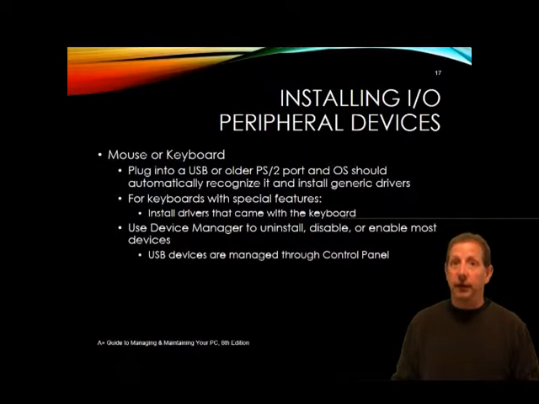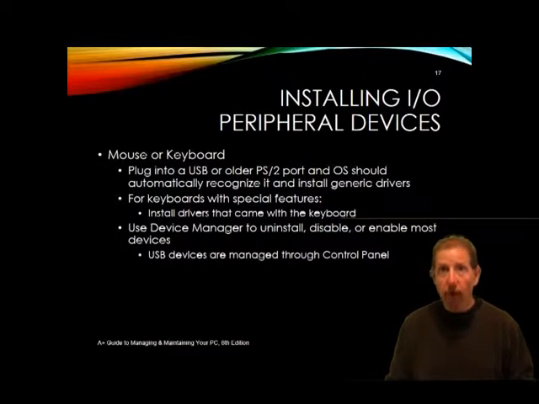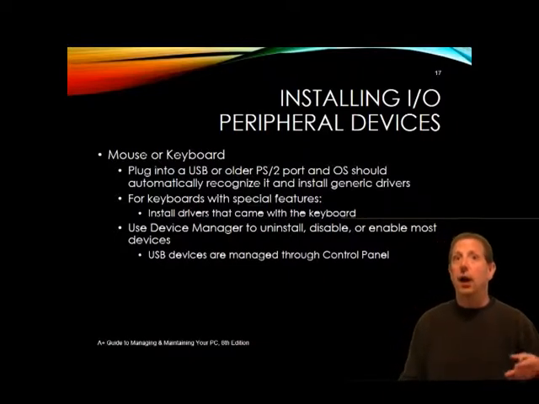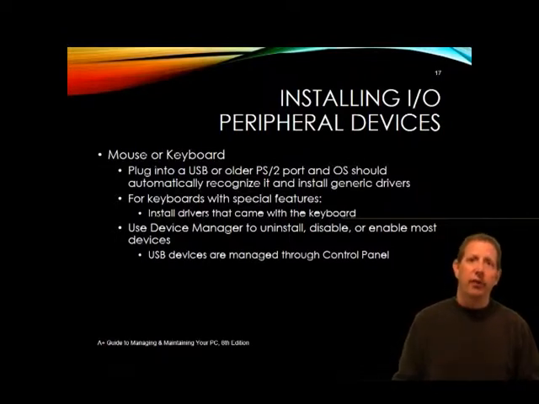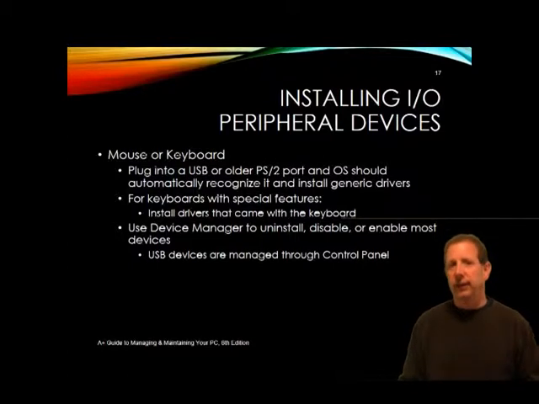To uninstall a USB device, such as a USB keyboard, in the Control Panel, you click Uninstall a program in the Programs and Features window. Select that device and then click Change. Follow the directions on screen to uninstall that device.